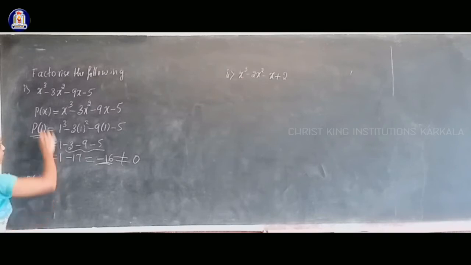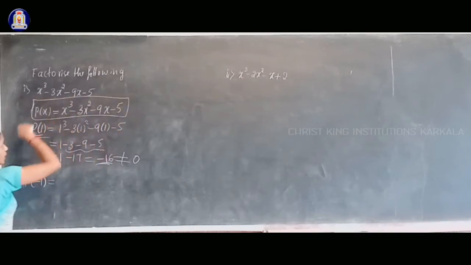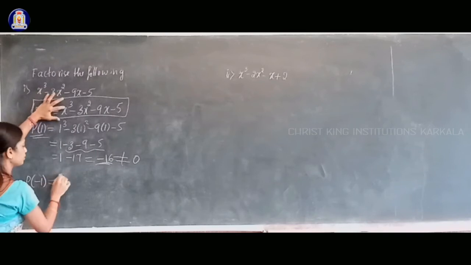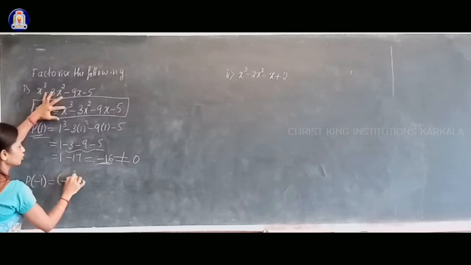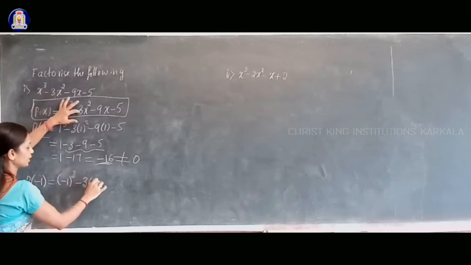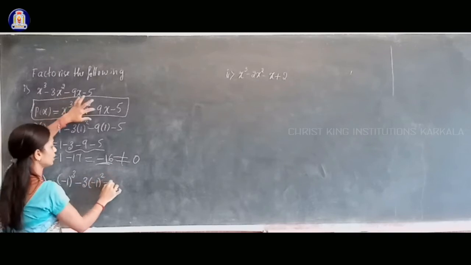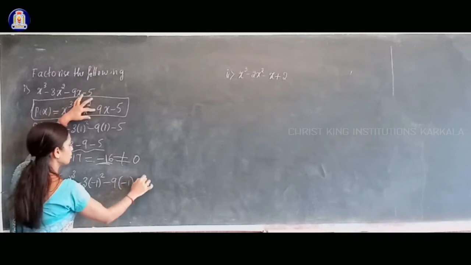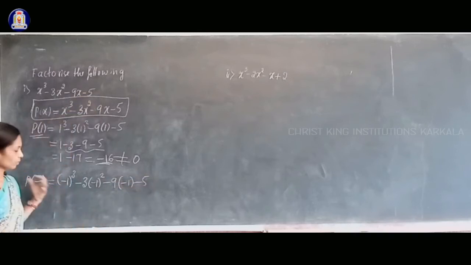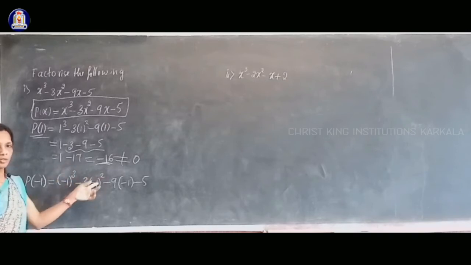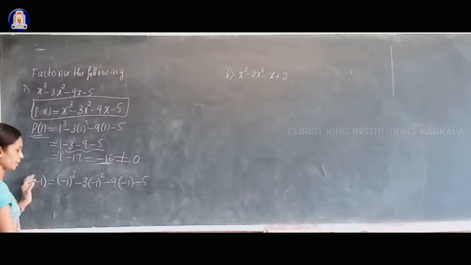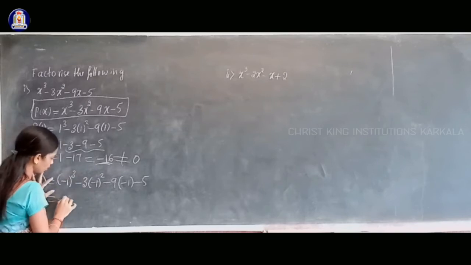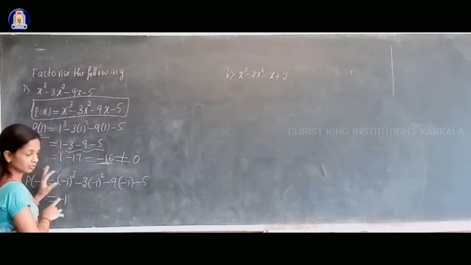Now what is P of minus 1? See this P of x, in that x place you have to replace by minus 1. So now minus 1 cube, then minus 3 into x square, that is minus 1 square, then minus 9 into x, x is minus 1, then minus 5. Use that trick: minus 1 to the odd power is minus 1, minus 1 to the even power is plus 1. So here minus 1 to the odd power, so the answer is minus 1.